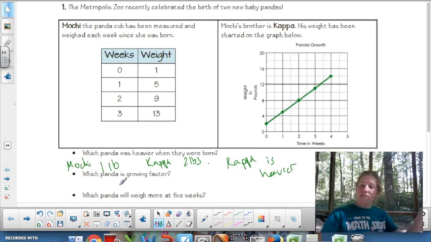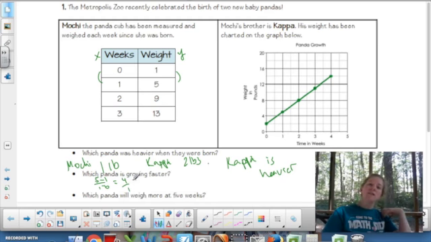Which panda is growing faster? That's a way of asking about rate of change. So to figure out the rate of change for Moshi, I'm going to say the weeks, remember, is going to be my x value because time is usually your x. Weight is over here. So when I pick 2 points, any 2 points will do, my change in y here is going to be 5 minus 1. My change in x is 1 minus 0. So that means I've got 4 over 1. So Moshi is gaining 4 pounds per week. And it looks like that rate of change stays constant because this goes up 4, and this goes up 1, this goes up 4, and this goes up 1.